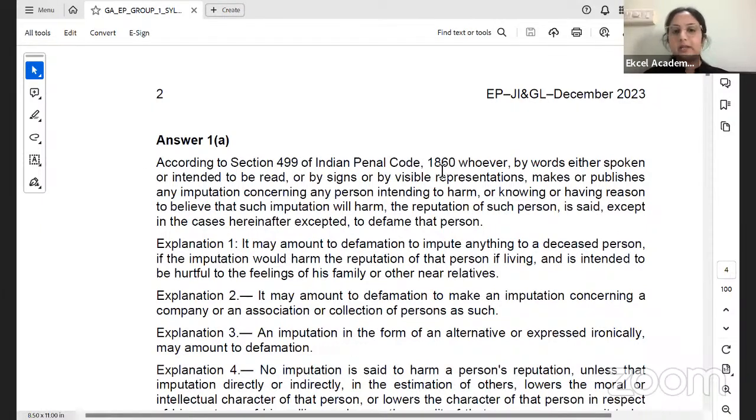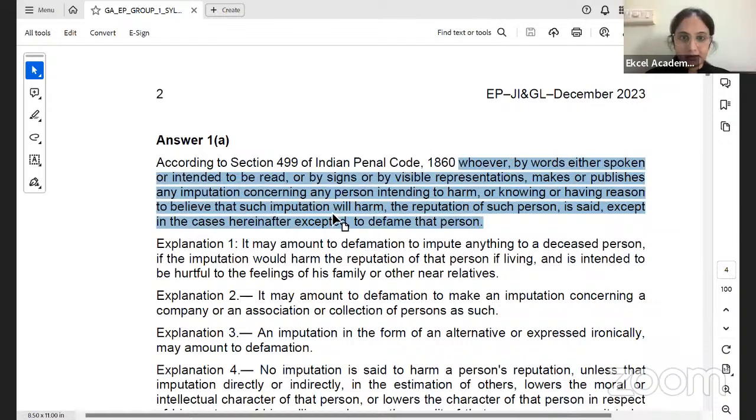According to Section 499 of the IPC, whoever by words, either spoken or intended to be read, or by signs, or visible representation, and so on. These words you have to be careful with. The explanation and the rest, you can write on your own. That is not a problem. But these words, like by words either spoken or intended to be read, signs or visible representation, you have to write as it is.